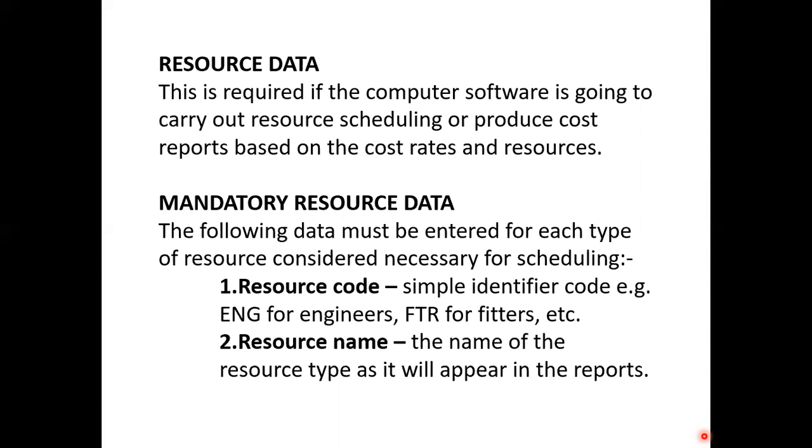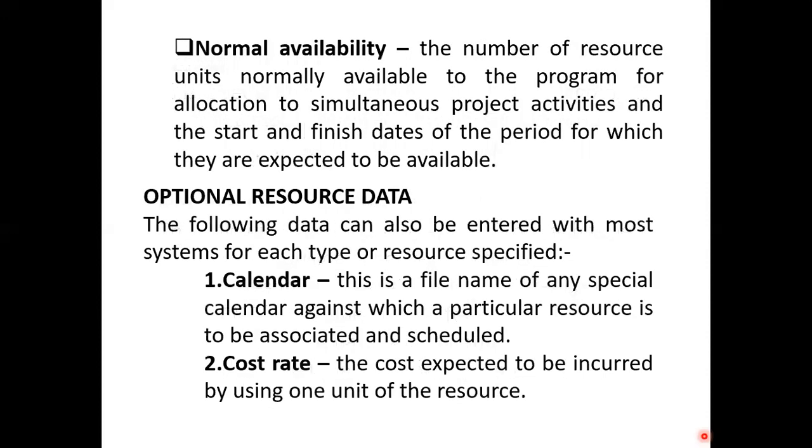Now the following data must be entered for each of the resources considered necessary for scheduling. So as you are doing mandatory resource data, you must be able to take care of these items. Resource code, very, very important, and also the resource name, you must supply the computer with that. Then normal availability, we are talking about those things I've discussed, the start date, the end date and the duration. These are supposed to be entered because they're a must. The computer will reject if you don't enter them.